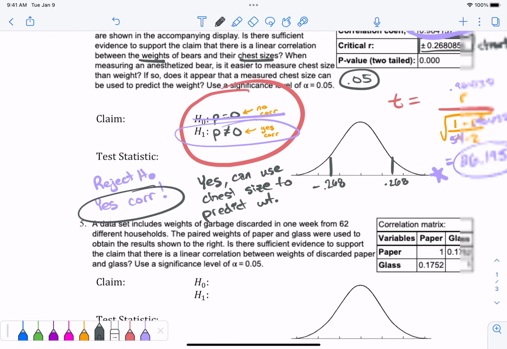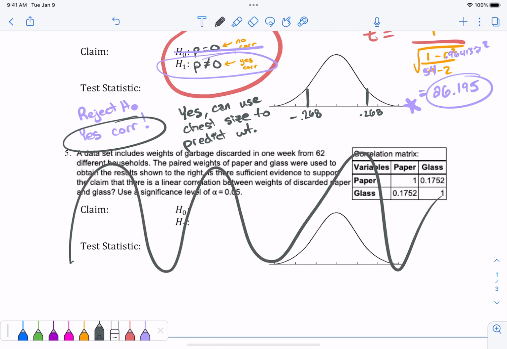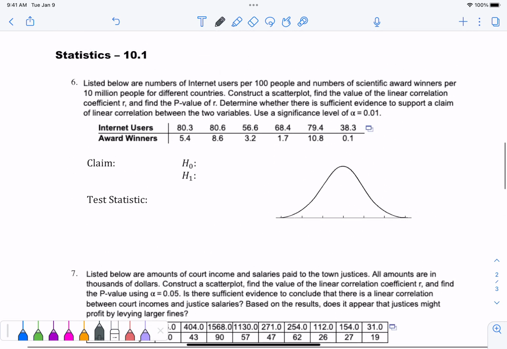Okay? Good on that? You're going to skip example 5. Go to example 6. You have 6, 7, and 8. And 6, 7, and 8 don't give you the value of R like they did in number 4.